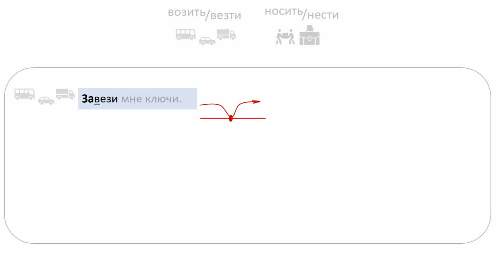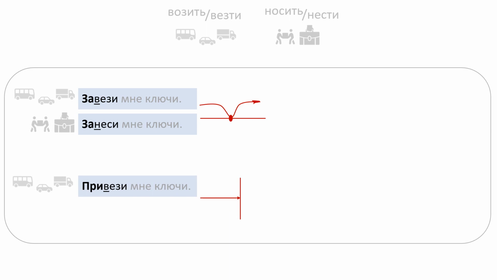Носить, нести means to carry. So, занеси мне ключи is pretty much the same as завези мне ключи, but it can be used in situations when it doesn't matter if transportation is used or when transportation is not necessary. For example, when it's a walking distance. Pass by to drop off the keys.